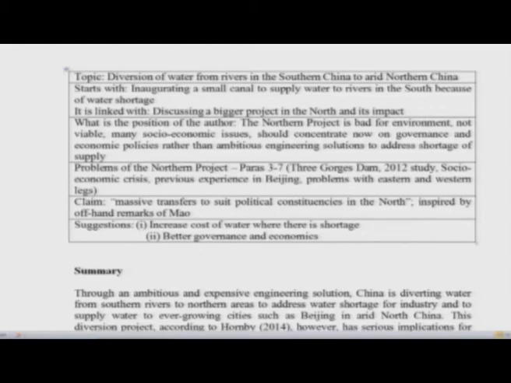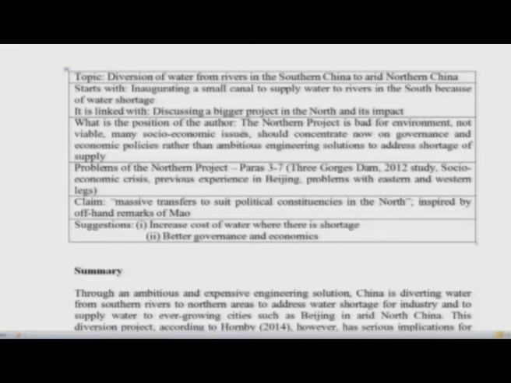So, this is the topic: diversion of water from rivers in southern China to arid northern China. How this text starts with inaugurating a small canal to supply water to rivers in the south because of water shortage, and this is linked with discussing a bigger project in the north and its impact. So, though the text starts with this, this is not the main focus. This is mentioned so that from there the author can go on to discuss the focus of the text, that is, this project in the north and its impact.